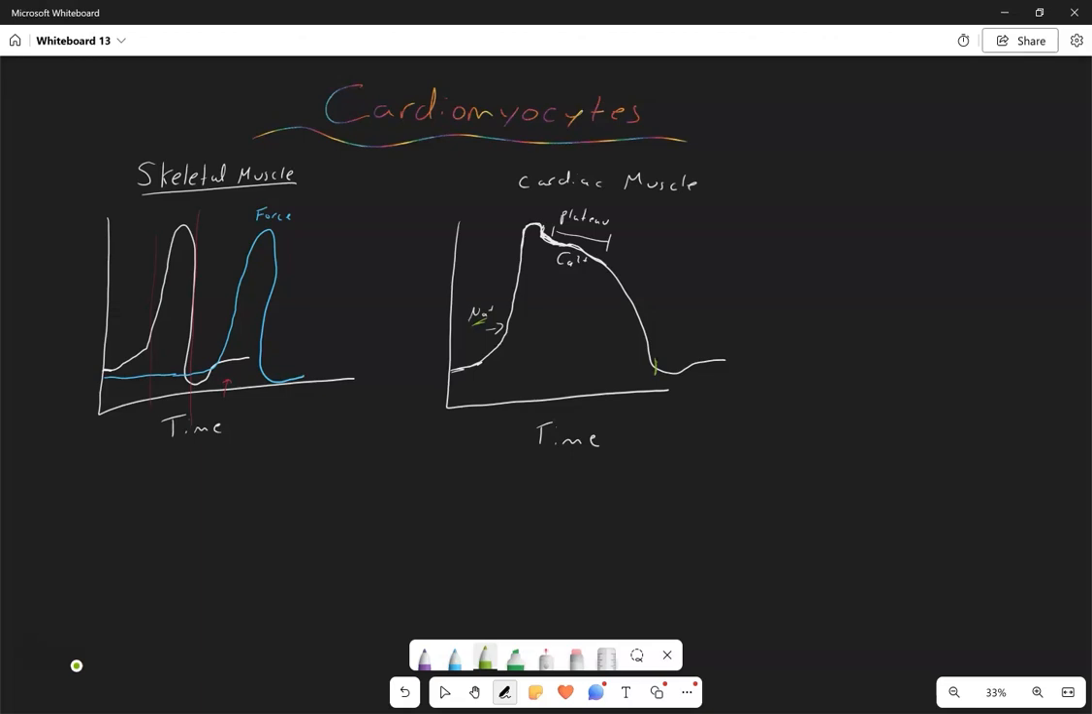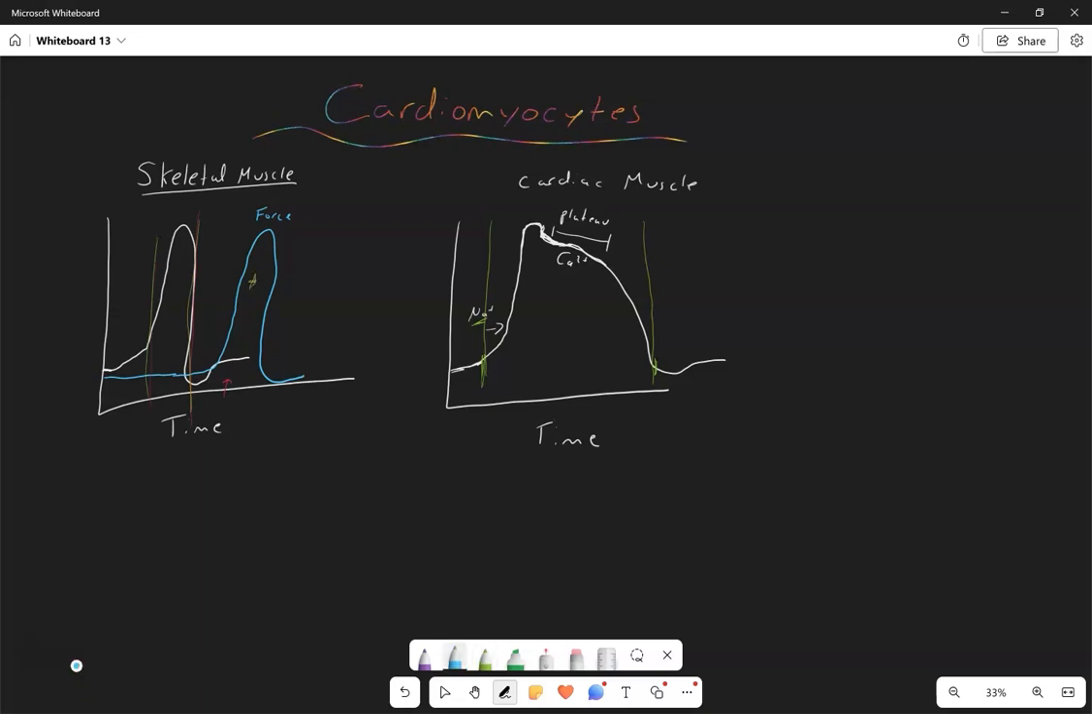Now, because of that, remember that these voltage-gated sodium channels can't open up until their gates reset, right? So we have this refractory period. You have the absolute refractory period during this time here. You have the refractory period here as well, right? But notice that the muscle twitch happens after the refractory period.